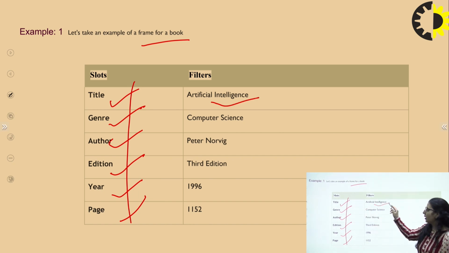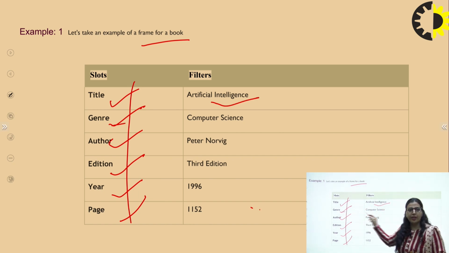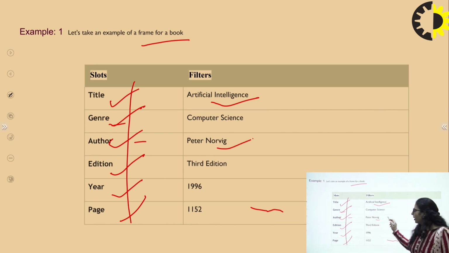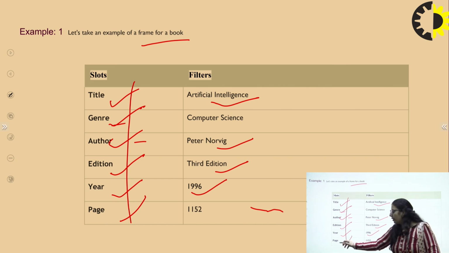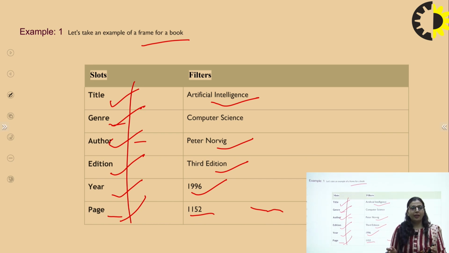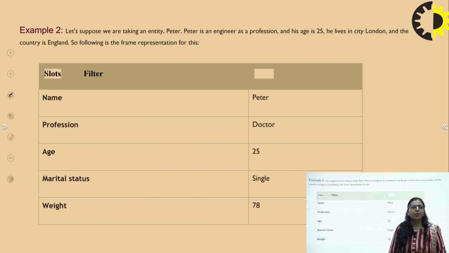The title of the book is Artificial Intelligence, the genre is Computer Science, Peter Norvig is the author, it is the 3rd edition, it was published in 1996, and the number of pages is given here. This is a kind of frame, where we represent information about some specific object. All the information is stored in tabular form. This is another example of the same frame representation.